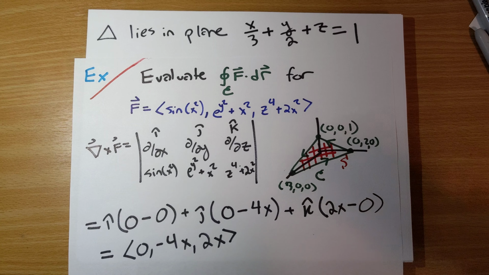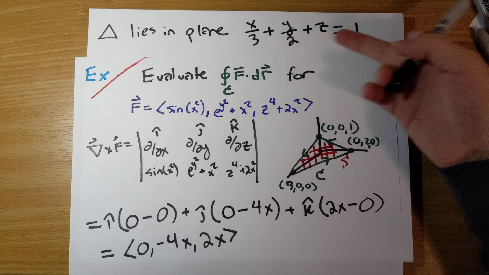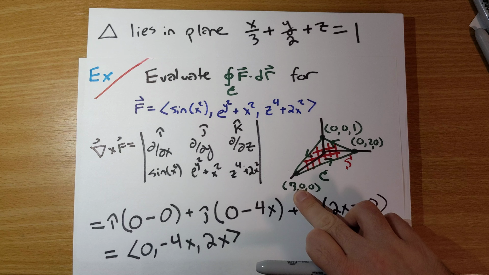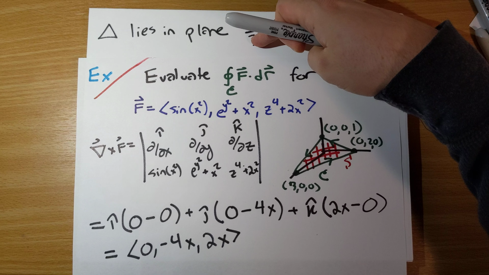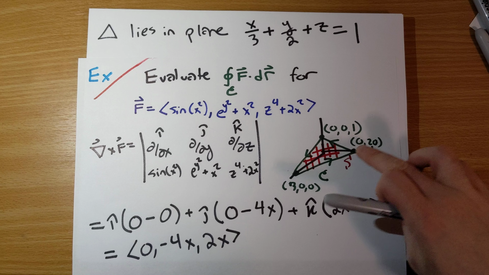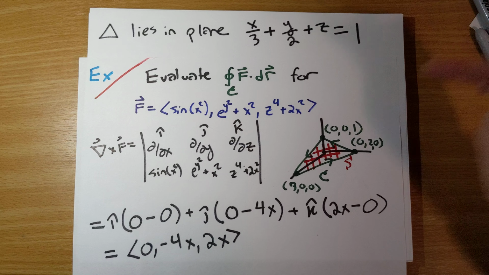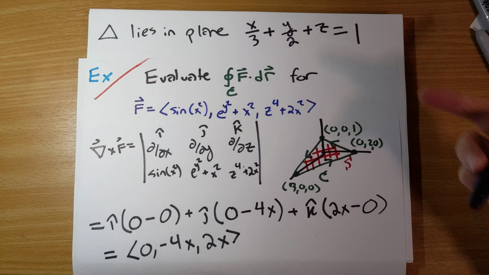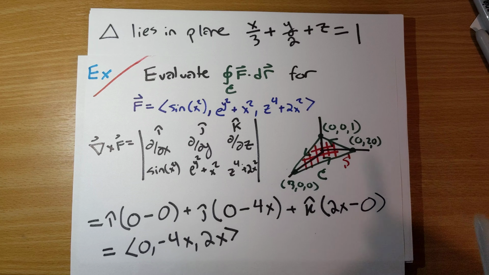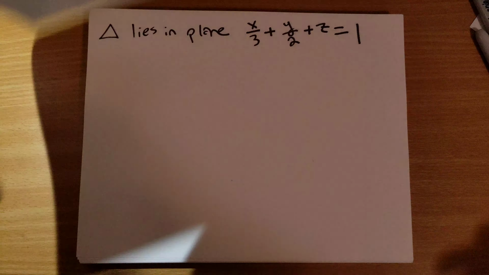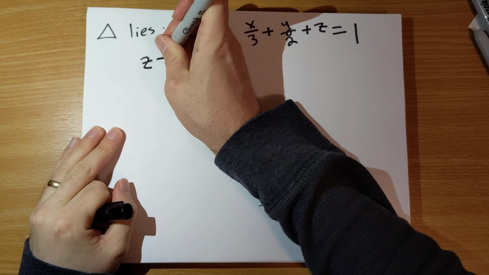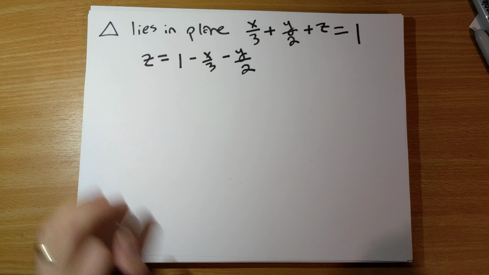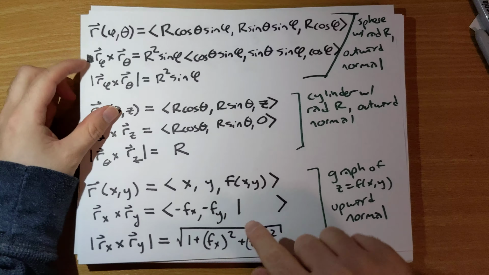So let's just assert this. This is clearly the equation of a plane here. And if we plug in x equal to 3 and y and z both 0, we get 3 over 3 is 1, plus 0 is 1. Plug in (0, 2, 0): 0 plus 1 plus 0 is 1. Plug in (0, 0, 1): 0 plus 0 plus 1 is equal to 1. Okay, so that shows that, yes, this is the equation of this plane. And if we rearrange this, z is equal to 1 minus x over 3 minus y over 2. So what's going to be our parameterization?